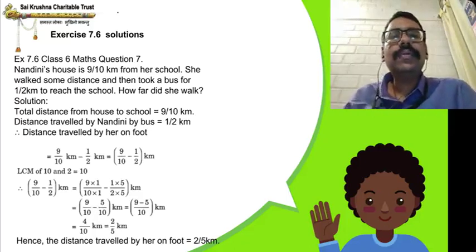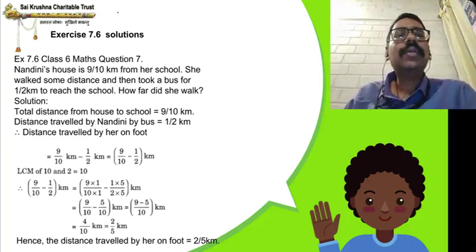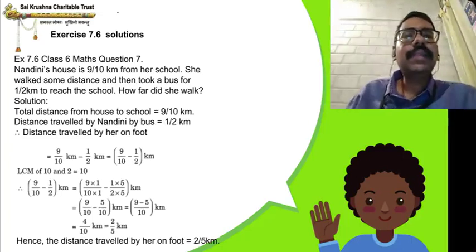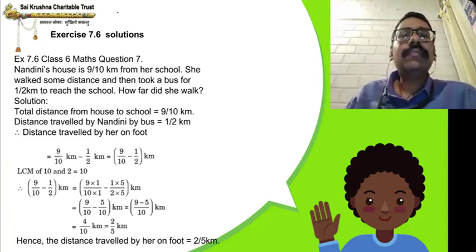Now go to 1 by 2. If you want to get 10 in the denominator, which number you should multiply with 2? 2 5s are 10. Very good. Now multiply 5 with numerator and denominator. You'll get 5 by 10.